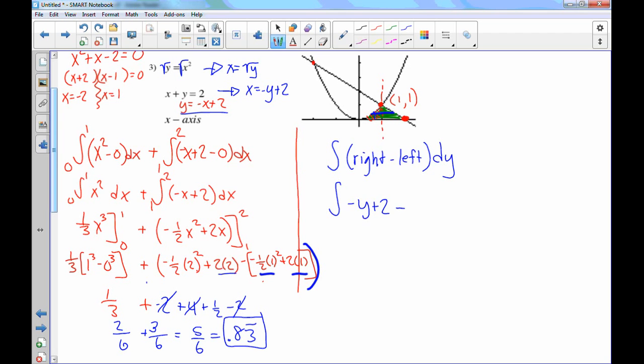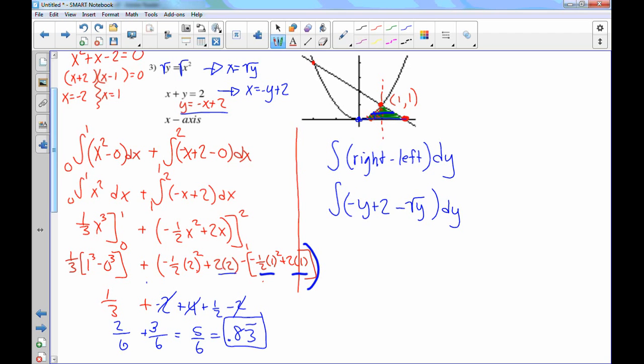And in this case, because we actually see the graph and we have the x-axis as the bound, we only need the positive square root. We don't need the negative square root, because of the x-axis bounding it, we don't have any of the negative portion. So minus square root of y. All of that will be integrated with respect to dy. So our limits of integration need to be with respect to y. Still upper on top, lower on bottom.